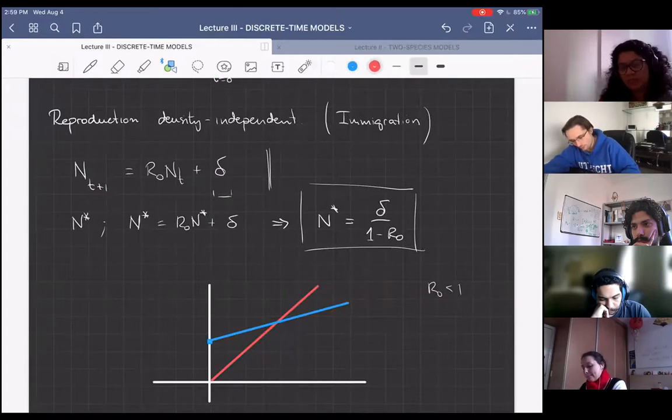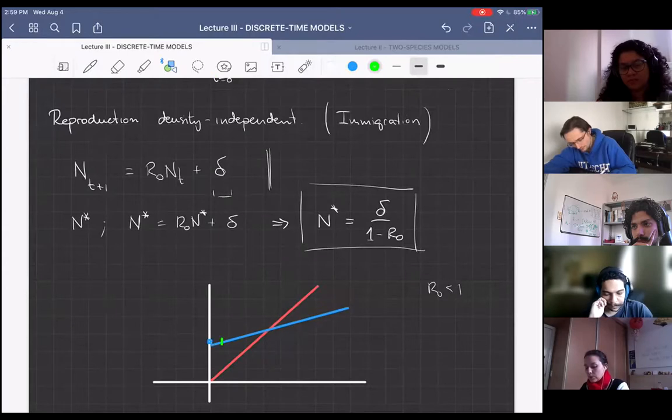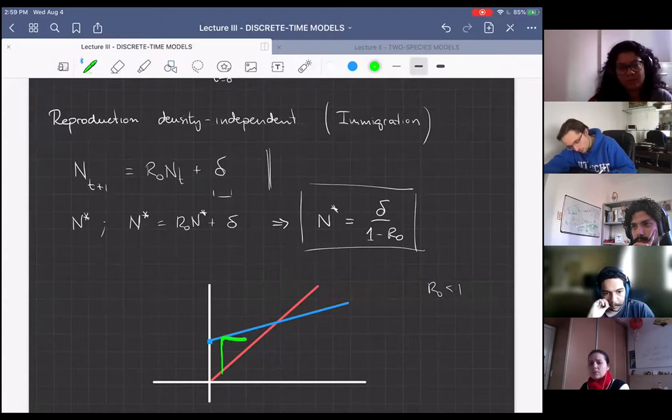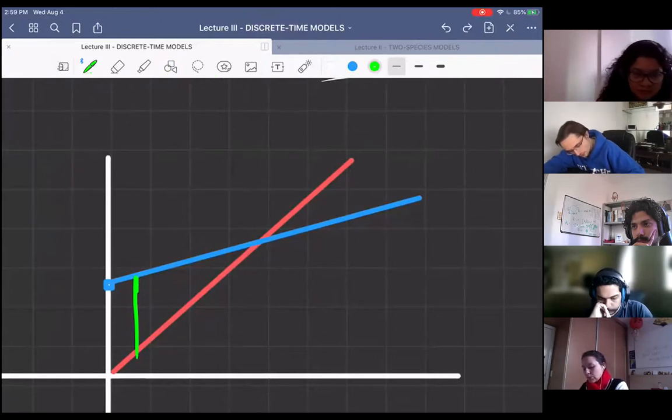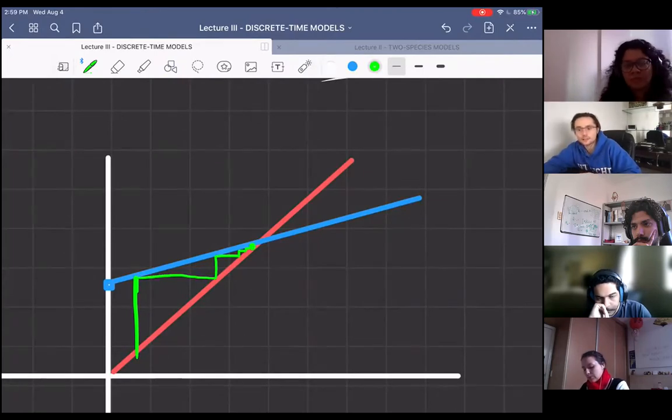So now, if you start with an initial population N0, and you are here, from here, again, you go to, okay, let's do this one. From here, you go to here, then here, here, here, here, here, and eventually you stop there. So now you do have a fixed point of your iterative map.